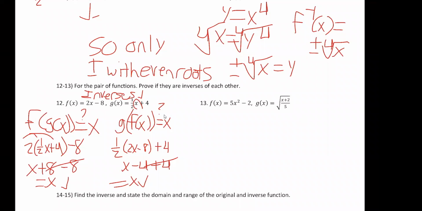Sorry about that. But you could also just find the inverse, like swap your x and y and just show that it's going to give you that other answer as your inverse. That would also be proof.